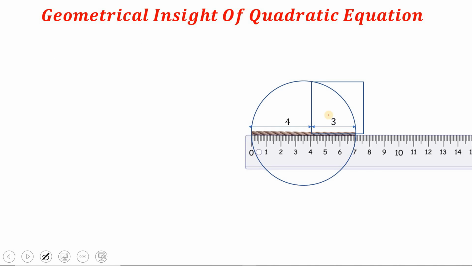Now let's go to another problem. Now I have taken a new example in which I have switched the sign of this coefficient. I have taken plus 7 instead of minus 7, and let's see what happens.